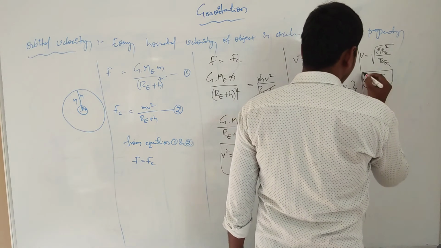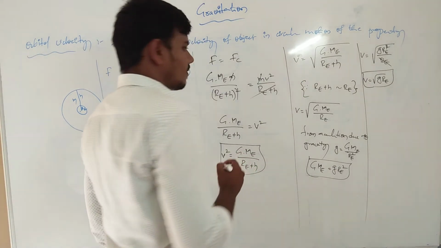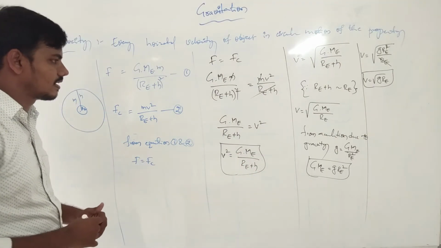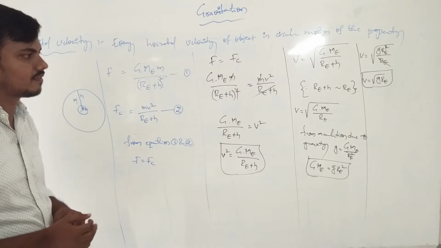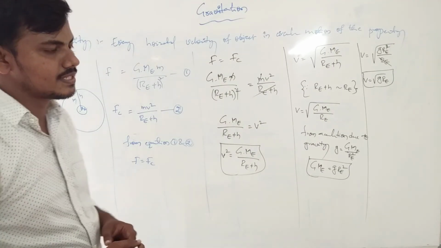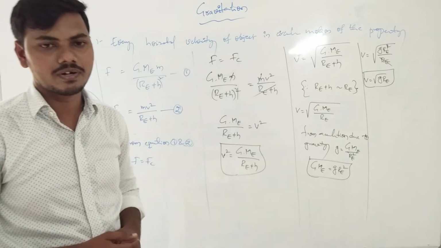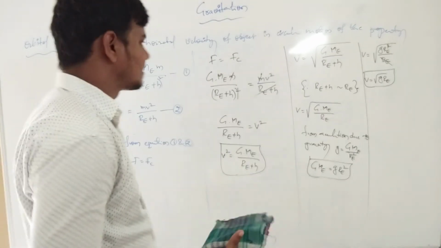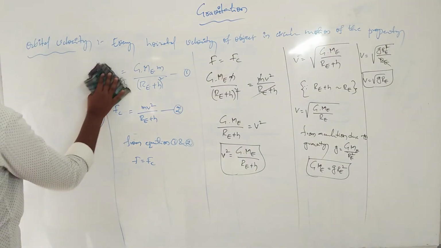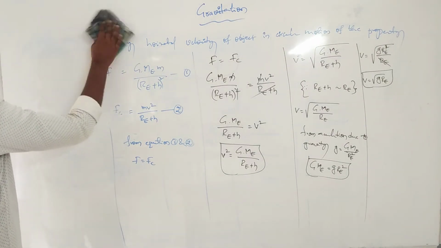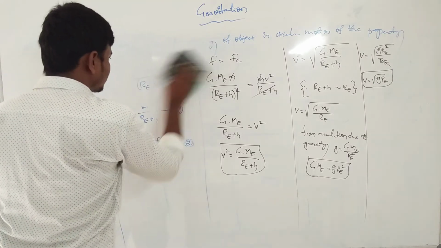This is the equation of orbital velocity. Which velocity? Orbital velocity. Velocity v is equal to square root of g R E. Next we go to the geostationary satellite, a very important topic. Orbital velocity is also very important.